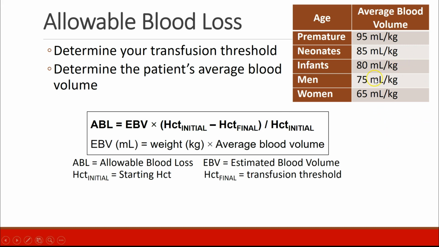We can calculate that based on body weight, and here's a chart that shows average blood volume for patients all the way from premature babies all the way through adult men and women. The allowable blood loss looks at the patient's estimated blood volume, the difference between the initial or starting hematocrit and the final hematocrit, which is your transfusion threshold. And using that, we can calculate allowable blood loss. You may have instructors who expect you to calculate this information.